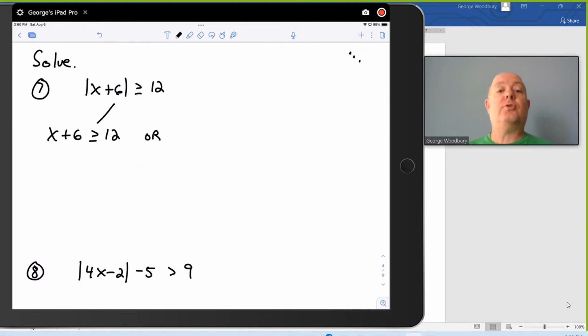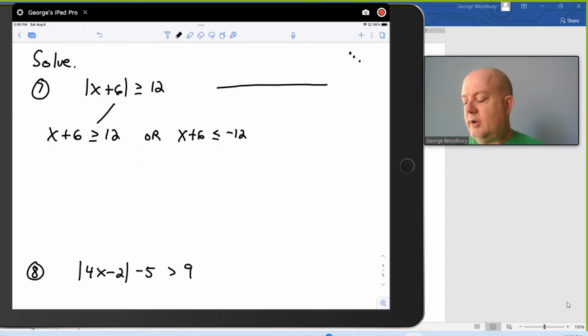Or there's going to be a second inequality that comes out of this, and that comes from the numbers that are really on the negative side, negative 13, negative 14, negative 100. Numbers that are less than negative 12 will have an absolute value that's greater than 12. So that would be x plus 6 is less than or equal to negative 12. Now before we solve this, a little bit about what we've done with absolute values.